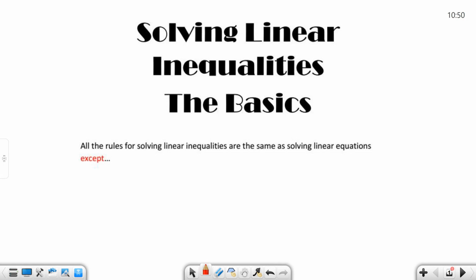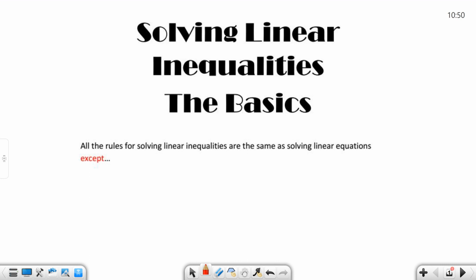Solving linear inequalities, the basics. All the rules for solving linear inequalities. Now, an inequality is a less than or equal to, a greater than or a greater than or equal to. So all the rules for solving those are the same as solving linear equations.